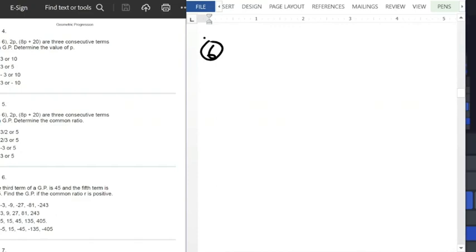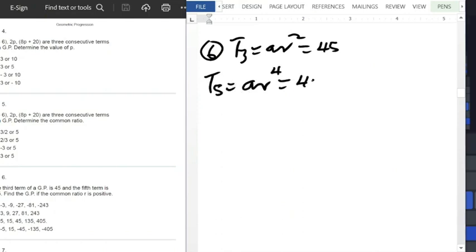Then question 6. So question 6 is the third term of the GP is 45. So the third term of the GP, that is T3, equals AR raised to power 2, which is 45. So that is the first statement. And the fifth term is 405. So that is T5 equals AR raised to power 4, which is equal to 405. So we now have to find the common ratio. R is positive. So we go for the positive value of R.